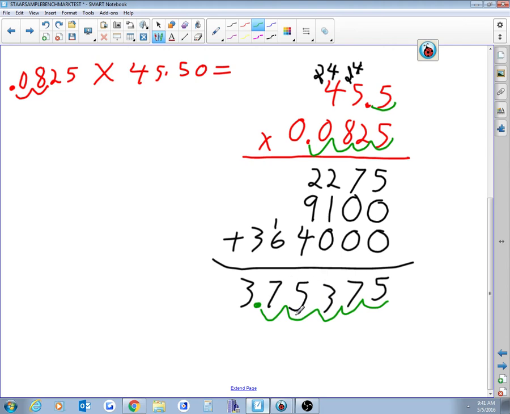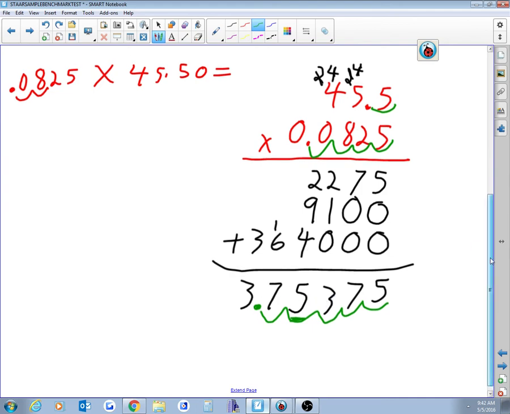So since our cents stop here, this 3 is going to make this 5 stay the same. If it's 4 and below, stay on the floor. 5 to 9, move up the line. Since this is less than 5, we're going to leave this one the same. So it's just going to be $3.75.